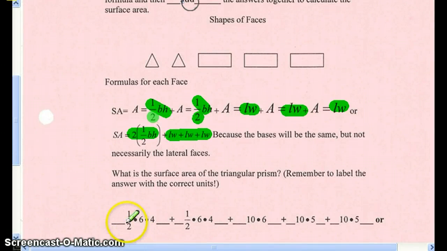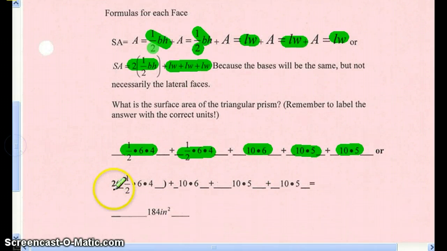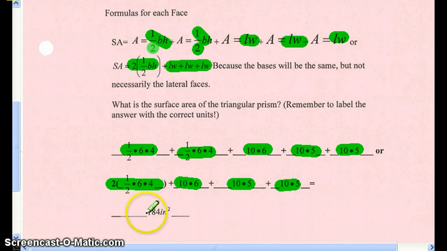For the triangles, you take 1/2 times 6 times 4 for each triangle, 10 times 6 for one rectangle, and 10 times 5 for the other 2 rectangles. You could also think of it as taking 2 times the area of the triangle, and then add the areas of the 3 rectangles to get a total of 184 square inches.